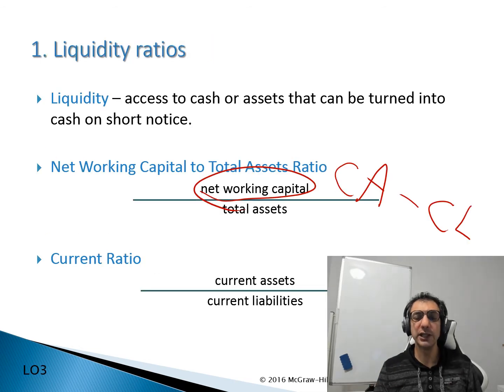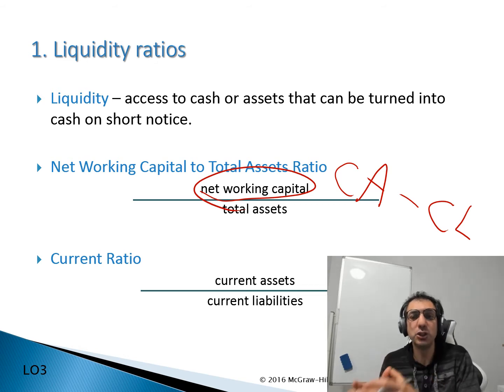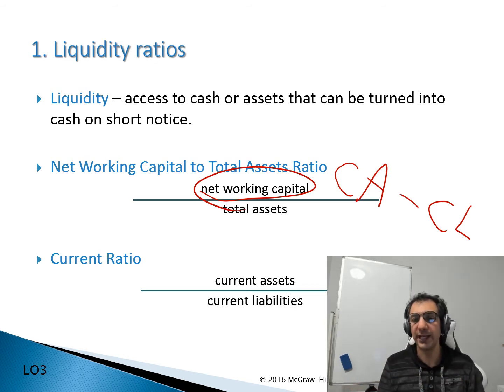So let's talk about liquidity ratios first. These liquidity ratios show accessibility to cash or assets that can be turned into cash on short notice. So liquidity is the ability of the firm to turn an asset into cash, how fast the company can turn its assets into cash.